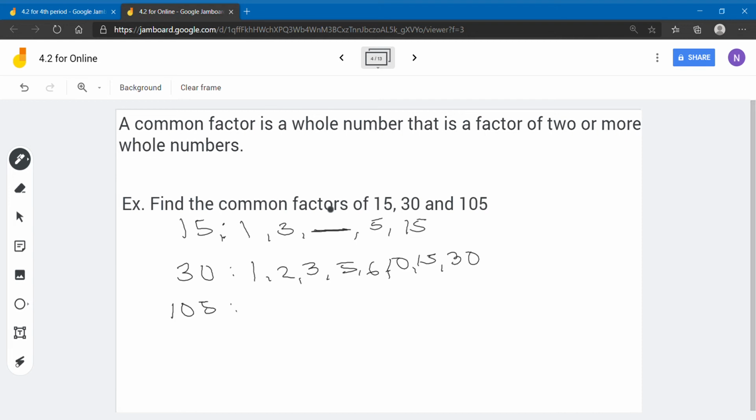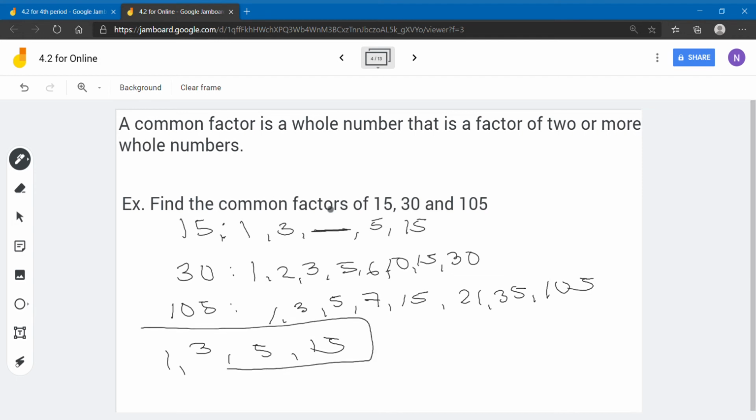How about 105? 105 is 1, 3, 5, 7, 15, 21, 35, and 105. Now let's list all the common factors of them. Obviously it's going to be 1, 3, 5, and is that all? Nope, they all share 15. So here's your final answer: 1, 3, 5, and 15.